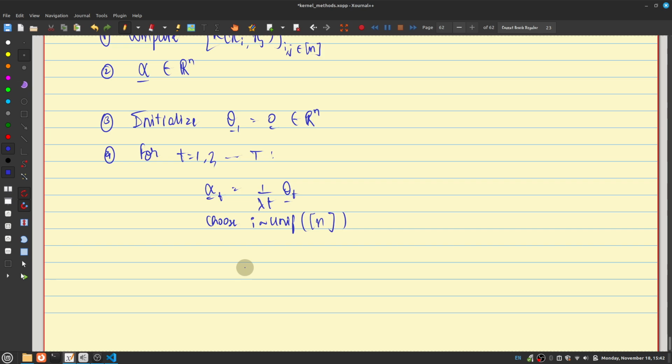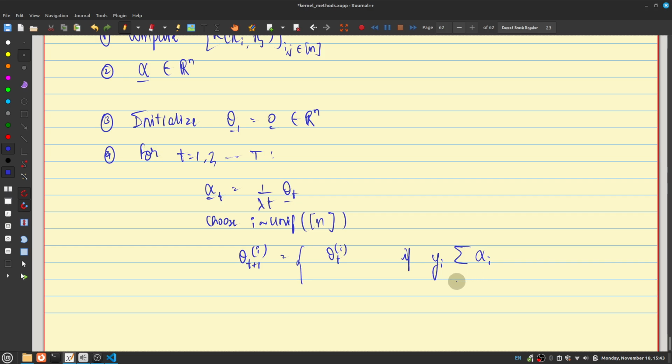I'm going to independently choose a uniform i between 1 to n, and I will set theta. I'm only going to modify the ith component of theta_t. So this is going to be equal to theta_t,i if y_i times, again, the inner product between a and x_i is greater than or equal to 1, then I should be keeping it the same.